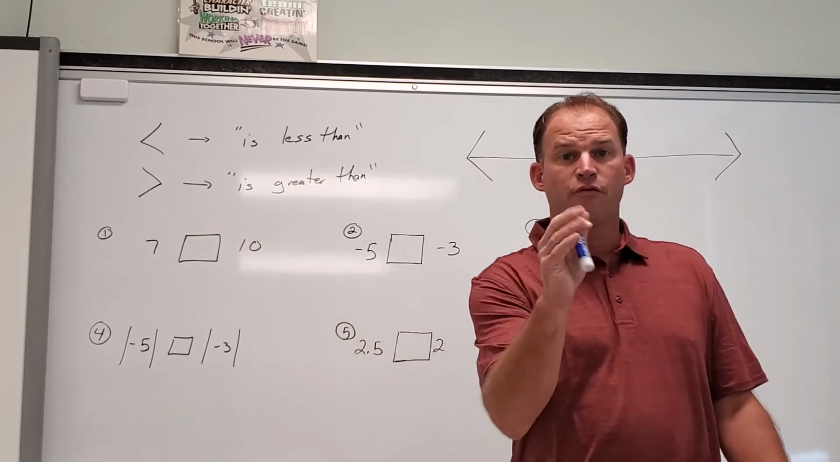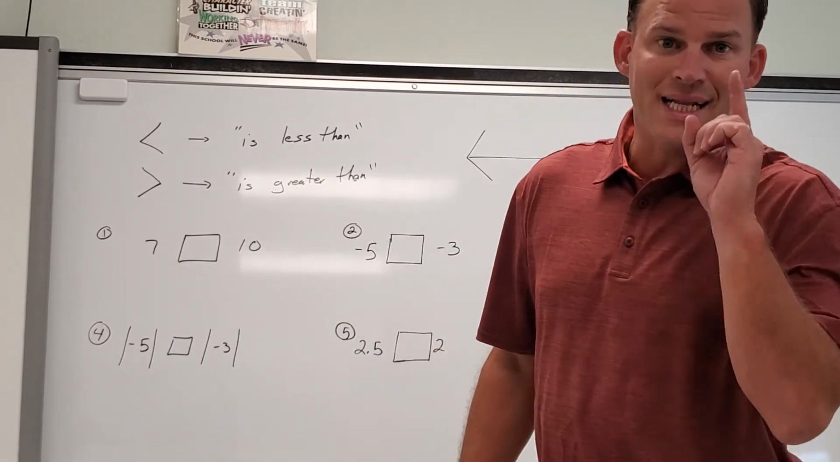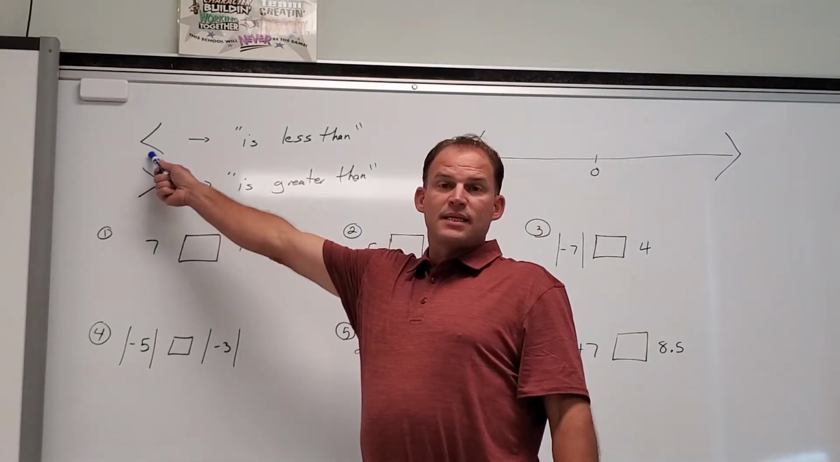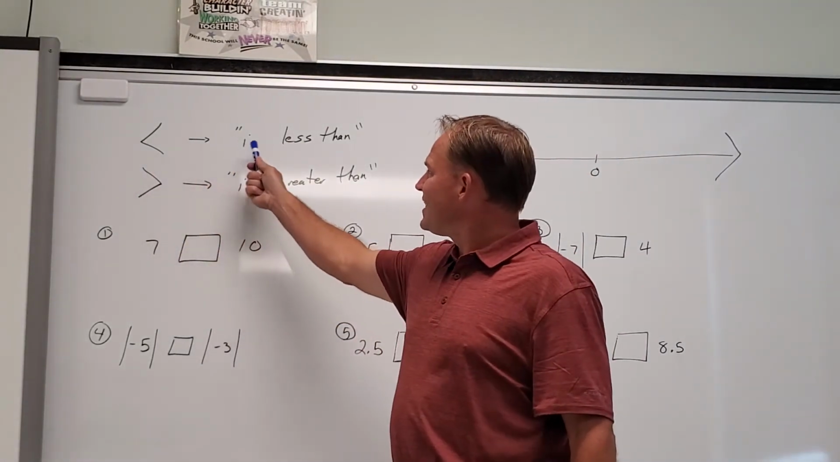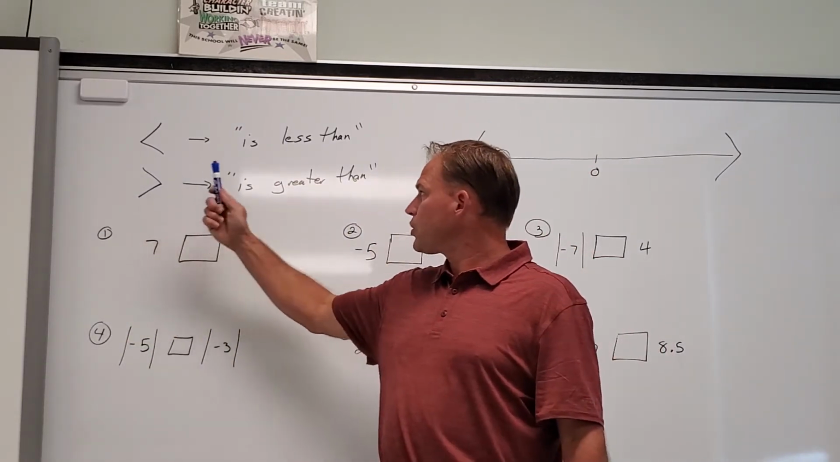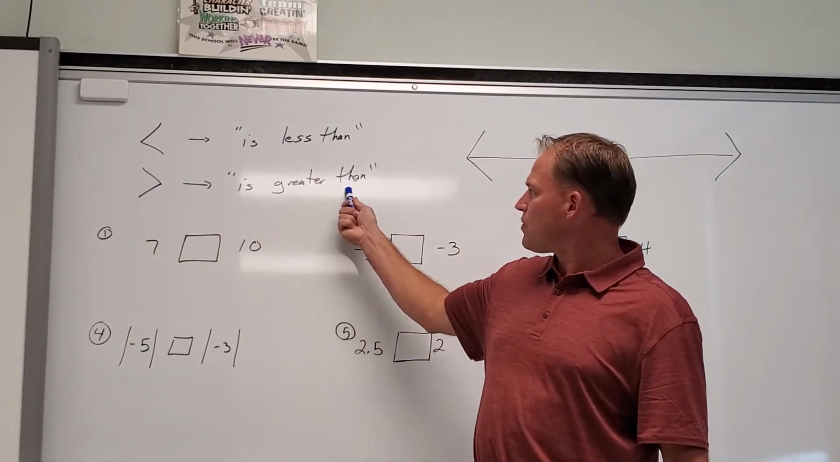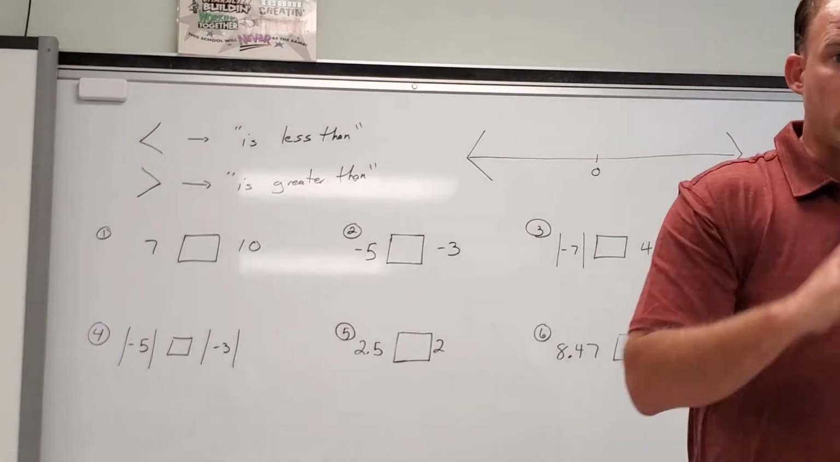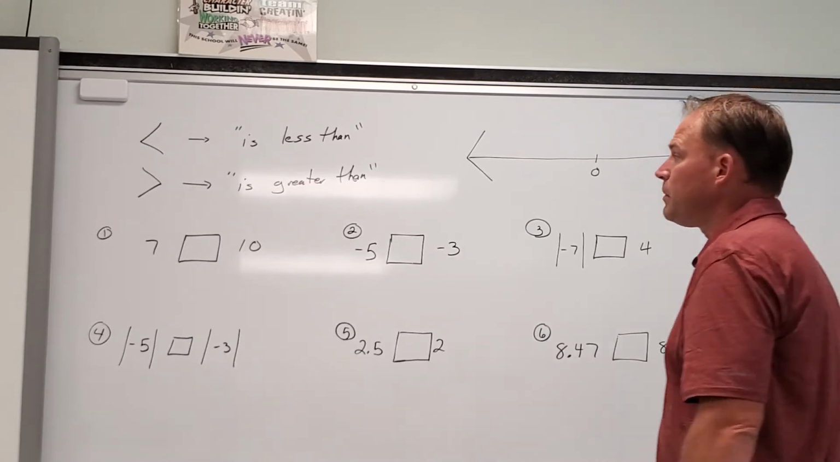These two symbols, frequently confused. Write them down in your notes. This symbol right here is the is less than symbol. This symbol right here is the is greater than symbol. Write down in your notes what those symbols mean.